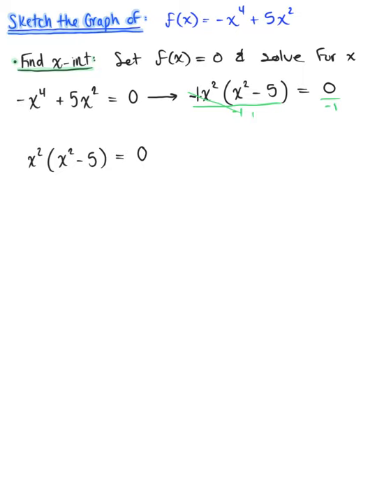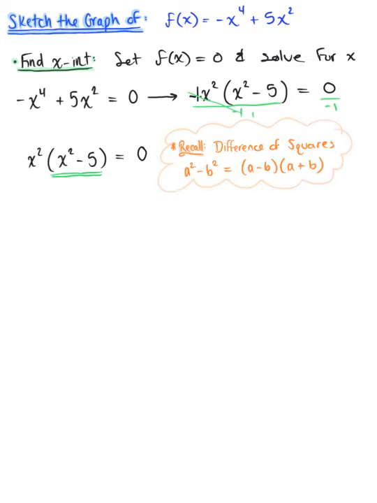So this is almost identical to the last example we looked at, with the exception of this binomial. This is now x squared minus 5, which is a difference of squares. So we're going to need to manipulate this in order to apply the difference of squares formula. So we can rewrite this as x squared multiplied by x squared minus the square root of 5 squared is equal to 0.